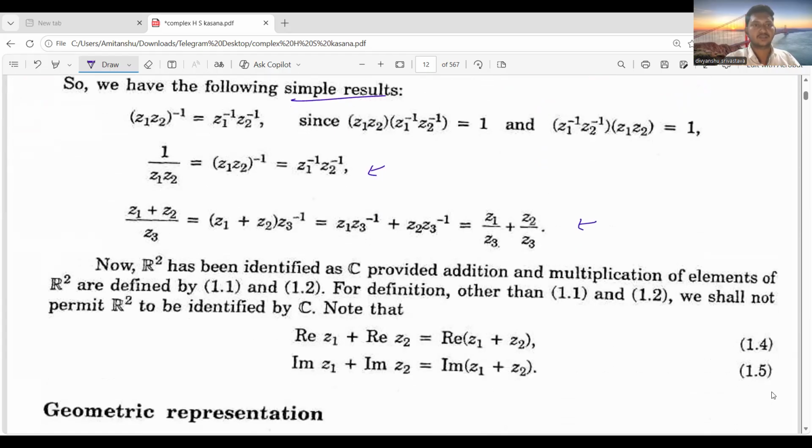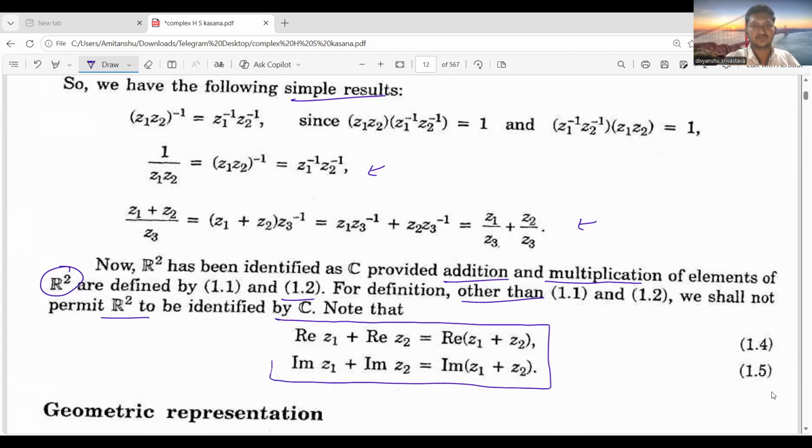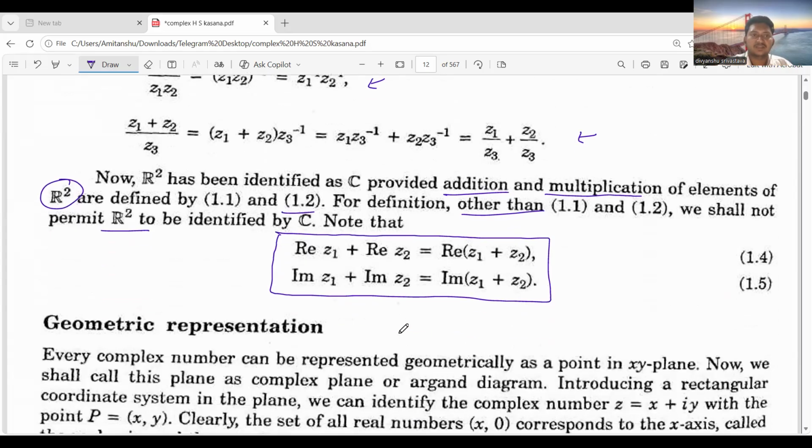Now, R square has been identified as C provided addition and multiplication of elements of R square are defined by the definitions 1.1 and 1.2. For any definition other than these, we shall not permit R square to be identified with C. Note that the real part of Z1 plus the real part of Z2 is equal to the real part of Z1 plus Z2. And here, going for the imaginary part, this is the imaginary part of Z1.